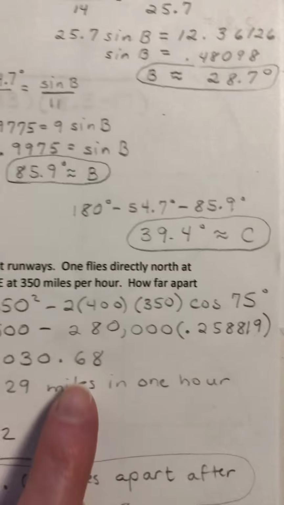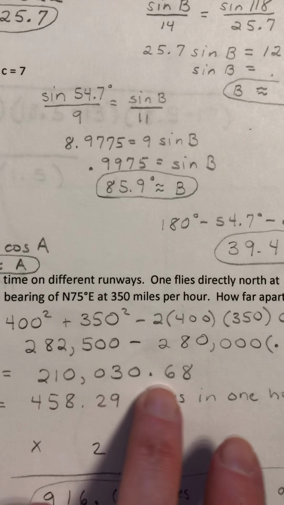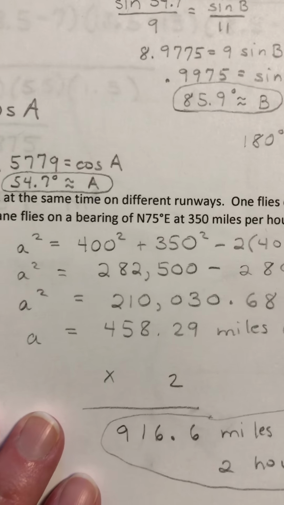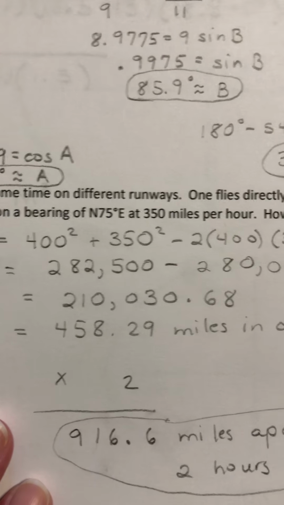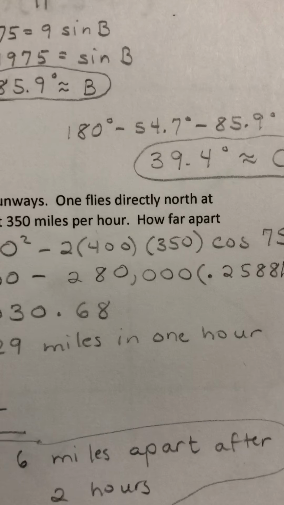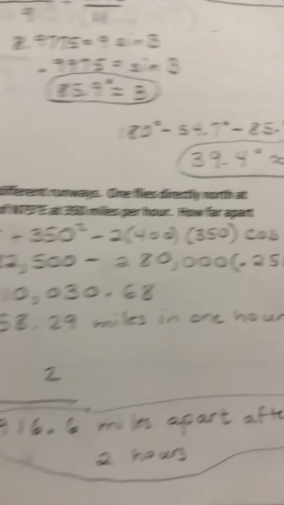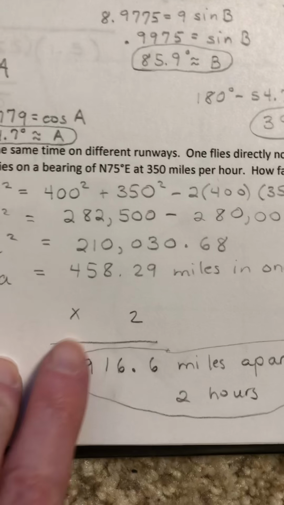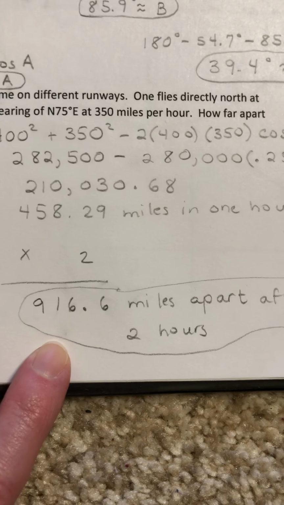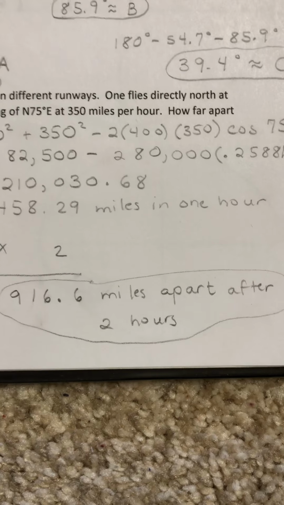And I'm going to do that. And then I'm going to subtract from this, and that's how I get this. And then take the square root. Now I'm going to get 458.29 miles, but that's miles in 1 hour. And notice the question said, how far apart will the airplanes be after 2 hours? So take that answer you got and multiply it by 2 for 2 hours. So they will be 916.6 miles apart after 2 hours.